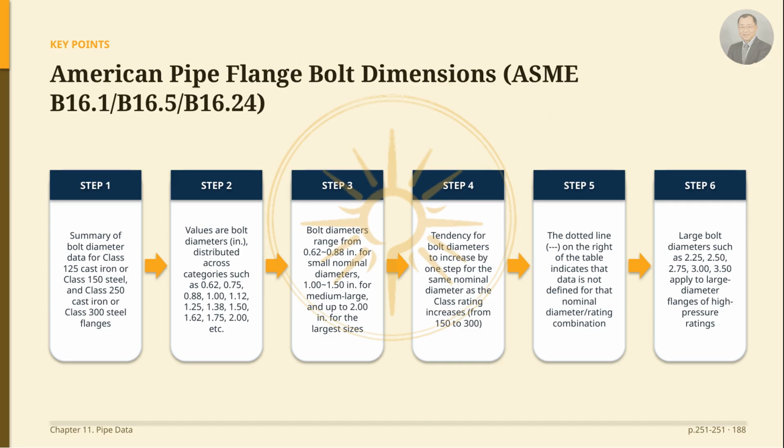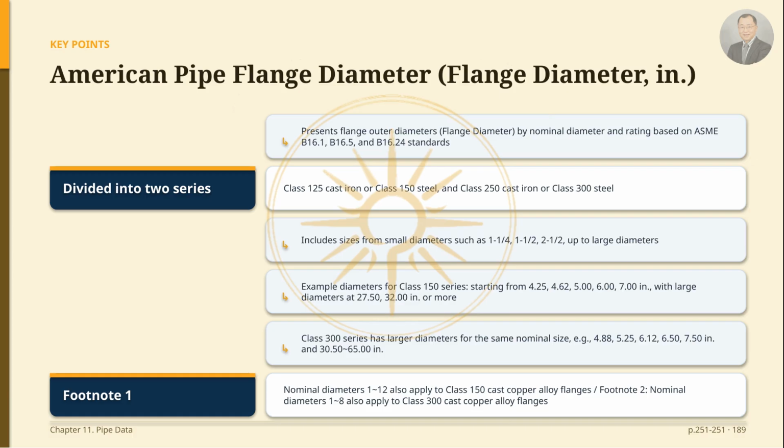In particular, the dotted lines on the right side of the table mean that the data is not defined. Therefore, when designing large diameter flanges for high pressure ratings, please carefully check if large bolt diameters of 3.00 inches or more are applied. Next is the outer diameter data for American pipe flanges according to ASME B16.1, B16.5, and B16.24 standards. This table is divided into the Class 150 and Class 300 series, showing the characteristic that the flange diameter varies by class even for the same nominal pipe size.